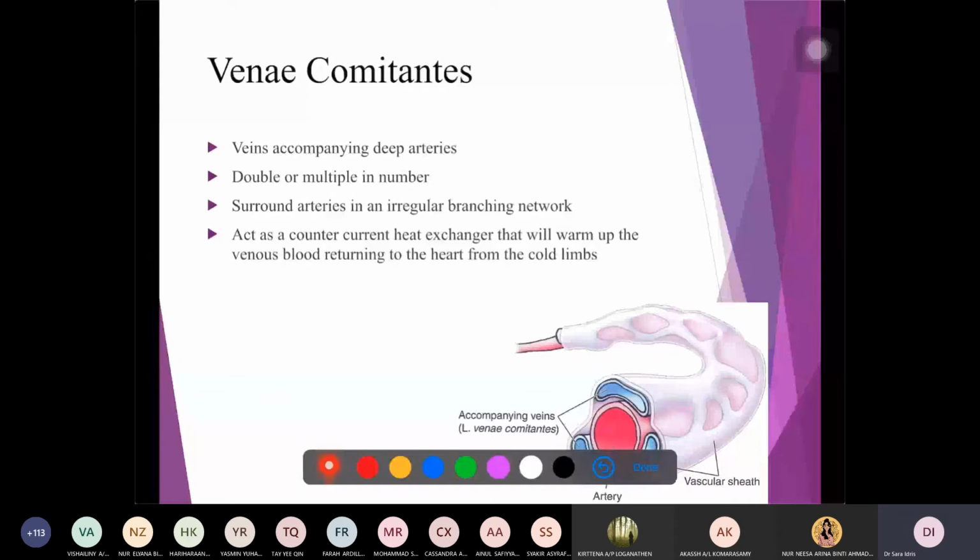Okay, so if you have blood in the artery going this way, the blood in your veins will actually go this way. So these venae comitantes, the accompanying veins, sometimes they have multiple in numbers, okay, sometimes 2, sometimes 3, and they actually form a network, okay, they connect between each other to surround the artery. So what happens is that it acts as a countercurrent heat exchanger.